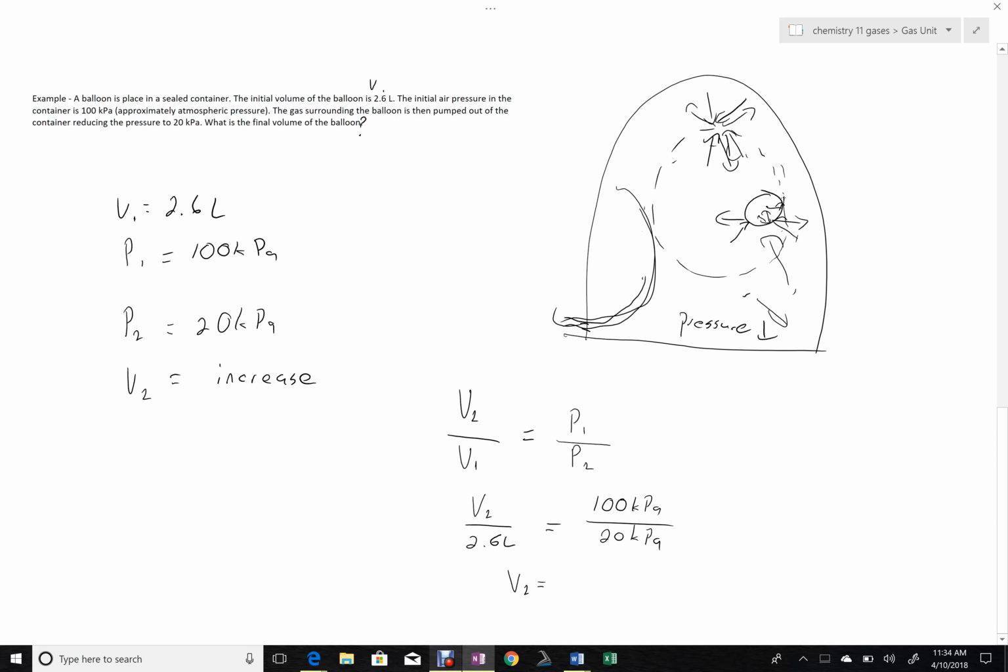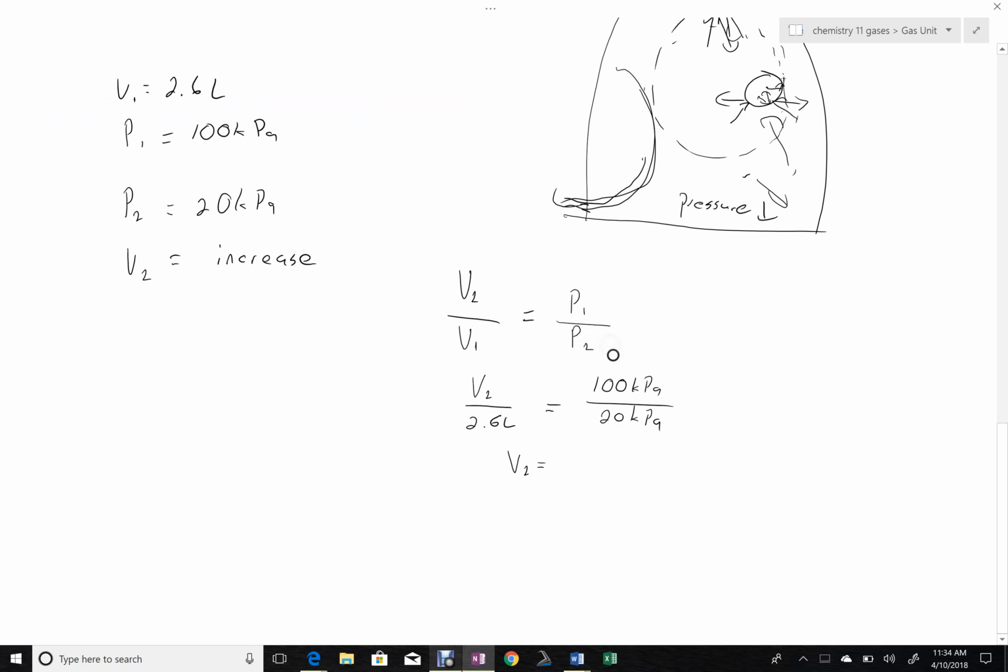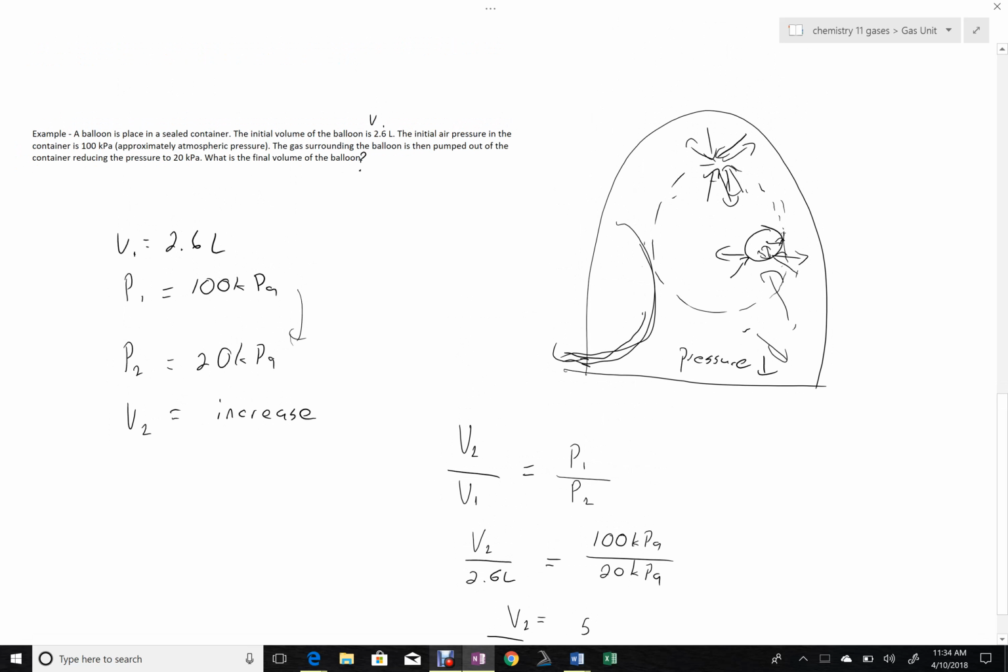So V2 would be equal to 2.6 liters times, and this 100 divided by 20 is just 5. And then multiplying both sides by 2.6, I get a V2 of 13 liters. So for this balloon, we dropped the atmospheric pressure way down, but what happened was this balloon expanded and expanded and expanded to fill the space that that gas used to exist in. So that is a numerical example of Boyle's Law.